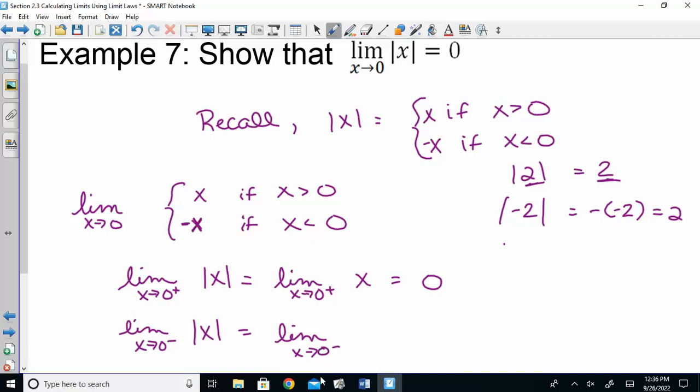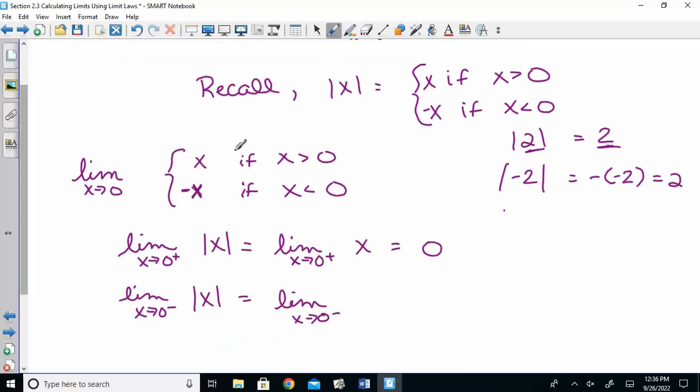Which piece are you on if you're approaching 0 from the left? The first or the second? The second, because we're putting in negatives. So you're getting out the opposite of what you put in. Okay, but this is just like a polynomial, and we know we can plug those in. So if we plug in a 0, we get the opposite of 0, which is 0.